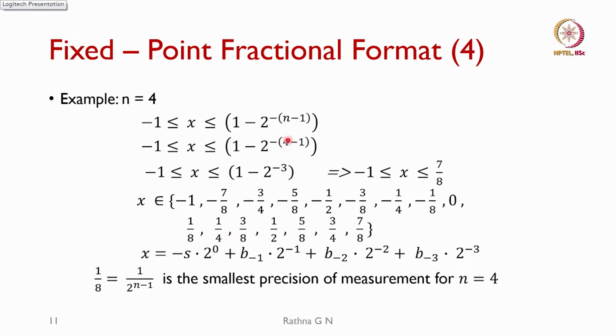As we know, 2 power 4 minus 1 is going to be 7 in that case, the magnitude of it. So, we will see what the smallest precision measurement is that I can have with n equal to 4, which is nothing but 1 by 8, coming from 1 by 2 power n minus 1, what we said in the previous slide.